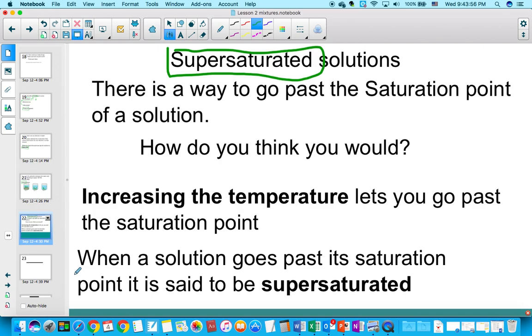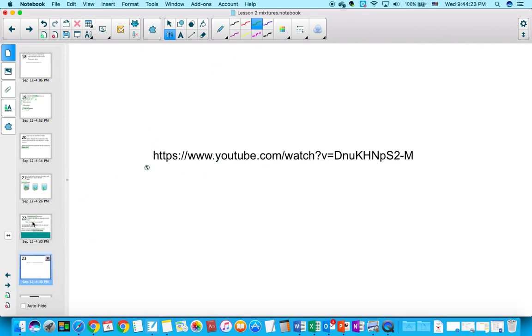Okay. If you heat that water up and stir that water, well then, as the water gets warmer, its pull on the sugar, its pull on your solute, becomes stronger, and it pulls away more sugar. And so it dissolves more. And so we say when we move past the saturation point, it is supersaturated. It is supersaturated.